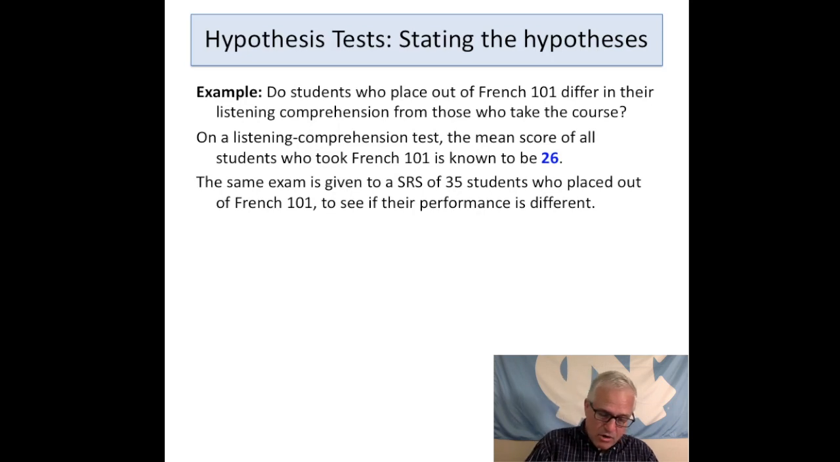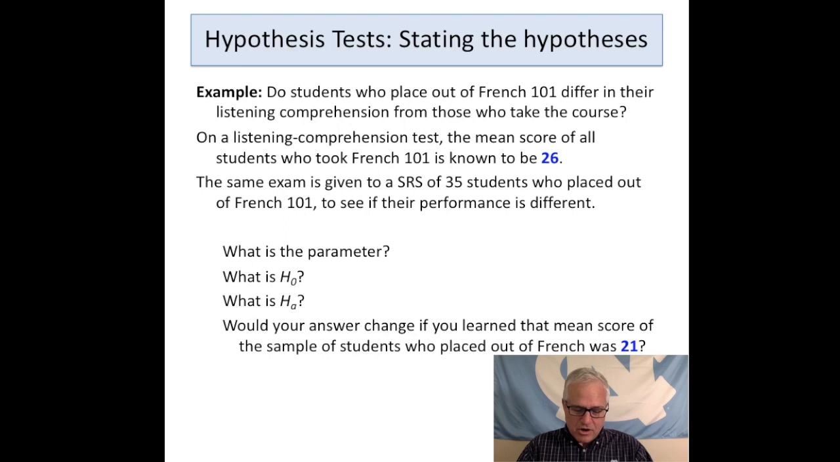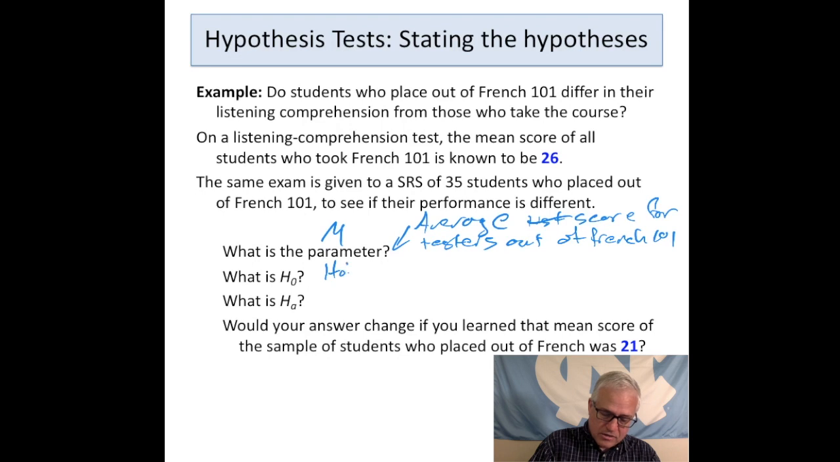So we can see now the null hypothesis. Well, perhaps there's a question on the next page. Let's just get to the next page. Okay, so here are the questions. First, what is the parameter? So the first parameter is the average, I should have said mean there, the average listening comprehension score for testers out of French 101. So the parameter we're looking for is mu. That's a pretty poor mu, but you get the idea. Our null hypothesis, without further information, is that mu is equal to 26.